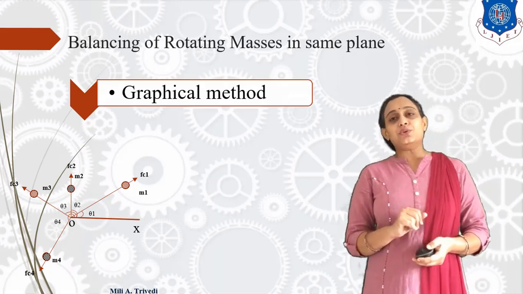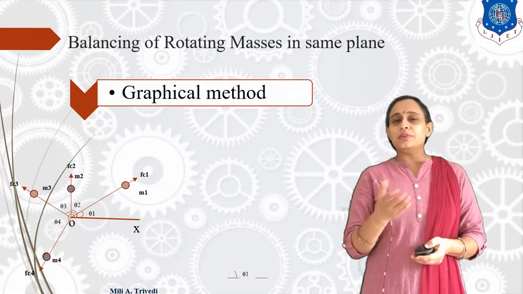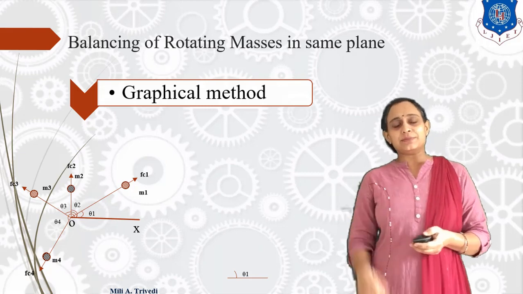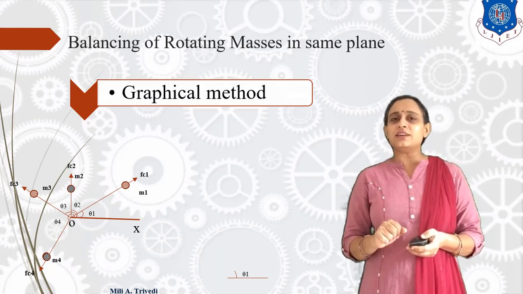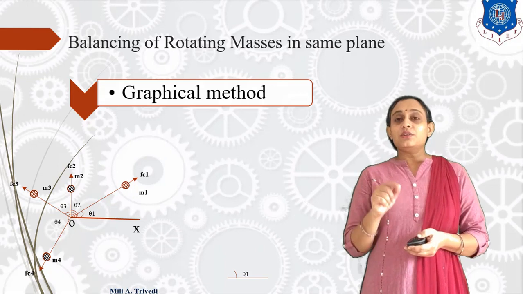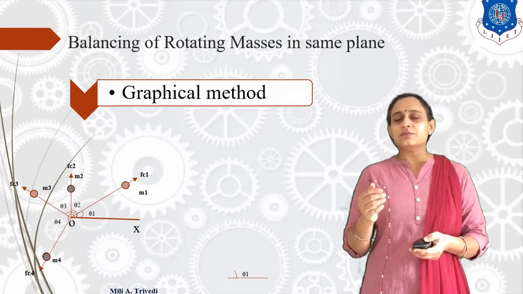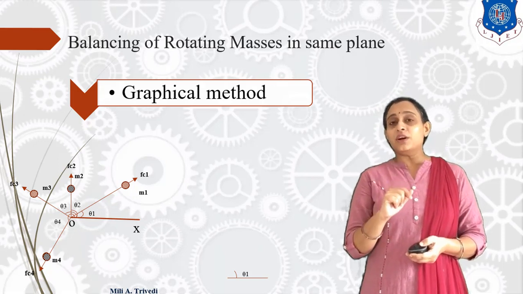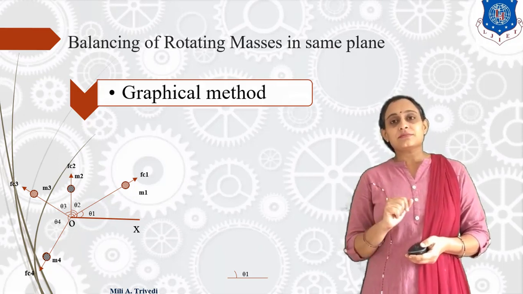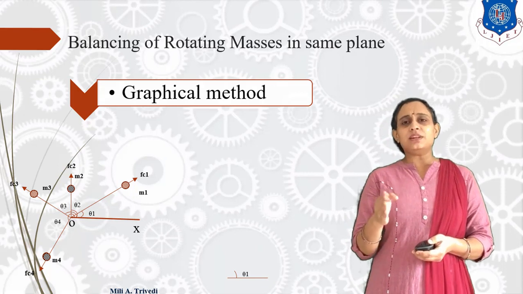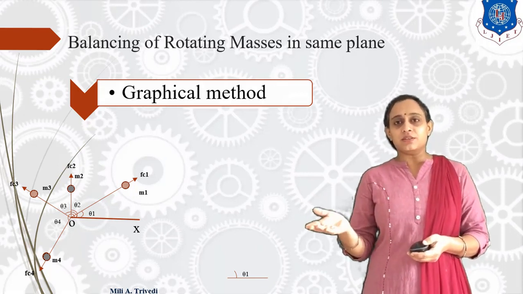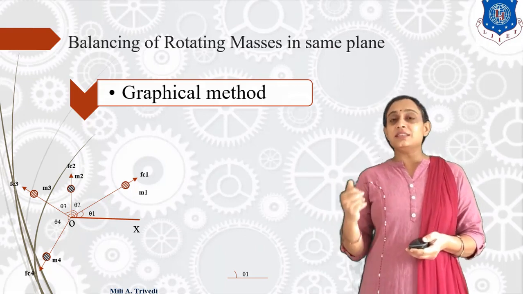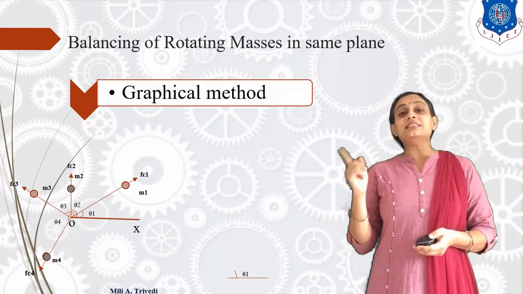Now let us try to draw this diagram. So let us have the graphical method. First of all, we have to draw the baseline and we have to mark the angle theta 1. Now we have the product of M1R1. First of all, we need to convert the M1R1 product into centimeters. Suppose we have M1R1 as 3 kg meter, right? If R is in meter and mass is in kg, we have to convert it into centimeters.